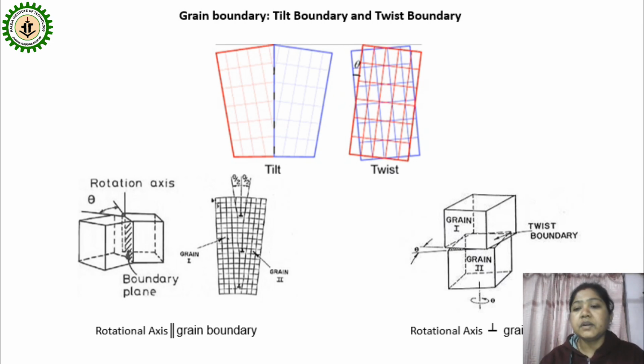And twist is nothing but one plane seated on another plane. One grain is seated on another grain, and they are twisting with each other by a theta angle. Here you can see the theta angle. That's why this type of boundary is called twist boundary. This is the rotational axis and this is the grain boundary axis. In a tilt boundary, the rotational axis is parallel to the grain boundary, whereas in a twist boundary, the rotational axis is normal to the grain boundary.